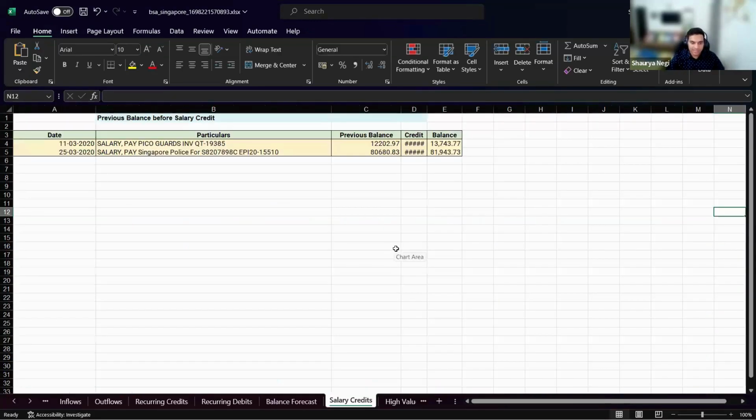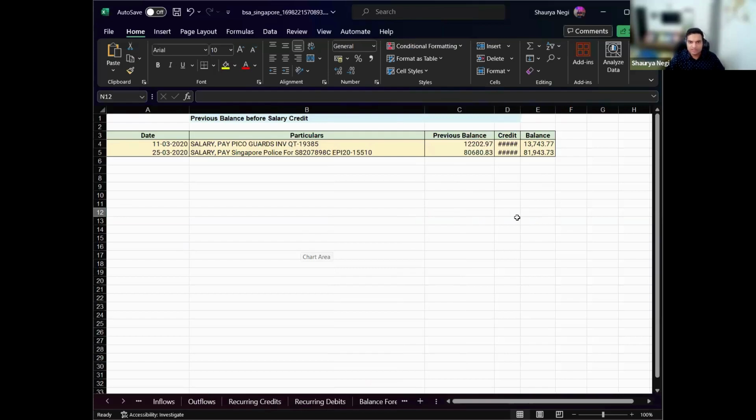We'll talk about salary credits now. The previous balance view, salary credit, justifies its name. It gives us the previous balance before any salary is credited. So the salary of 1,540 Singaporean dollars was credited on 11th March 2020, and the previous balance before the salary credit was 12,202 Singaporean dollars. So this sheet is pretty simple in that way. It gives us all the important information.